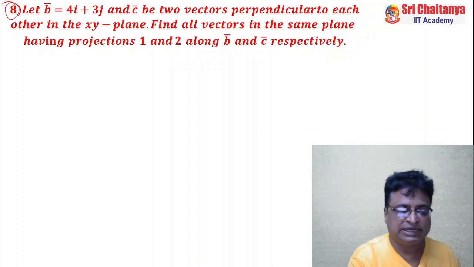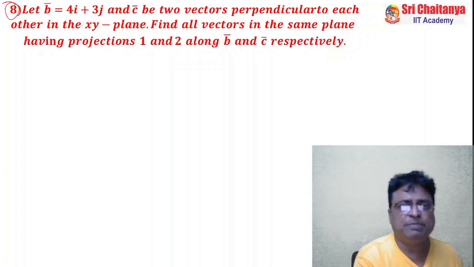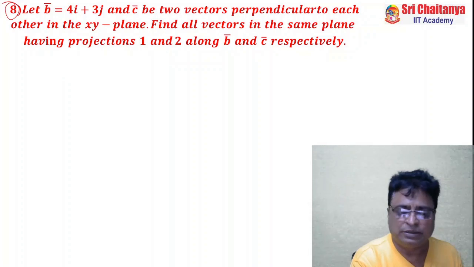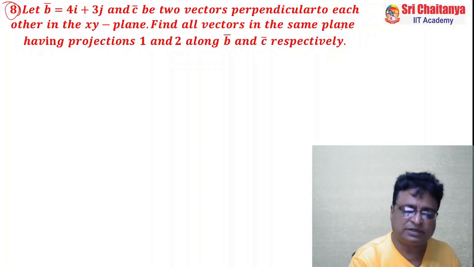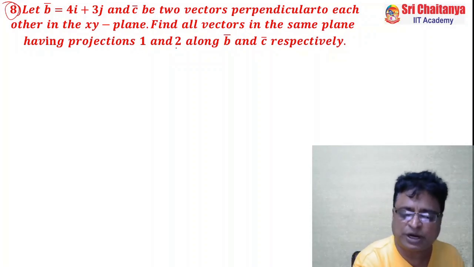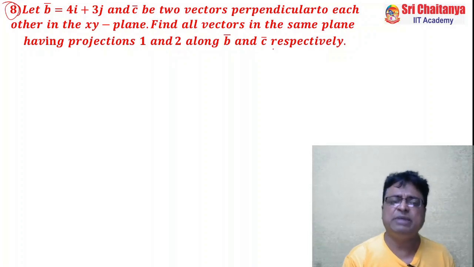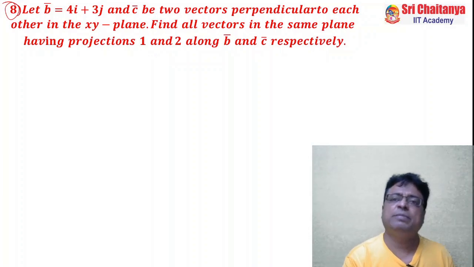So read it again. Let B bar equal to 4i plus 3j and C bar be two vectors perpendicular to each other. So B bar dot C bar equal to 0. That is given to me. And moreover, both are in the xy plane only. Find all vectors in the same plane. So you need to find all vectors in the same plane having projections 1 and 2 along B bar and C bar respectively, because there may exist several vectors having projections 1 and 2 along B bar and C bar.